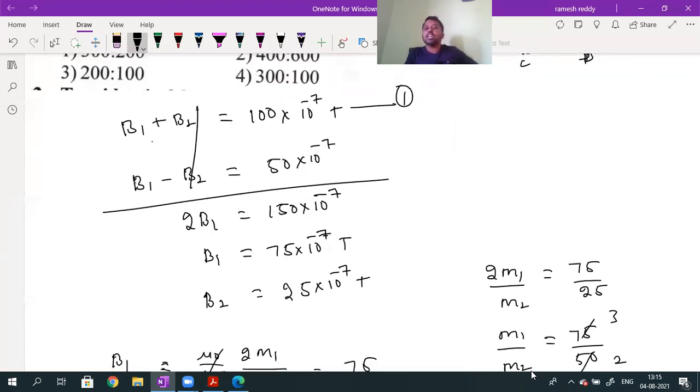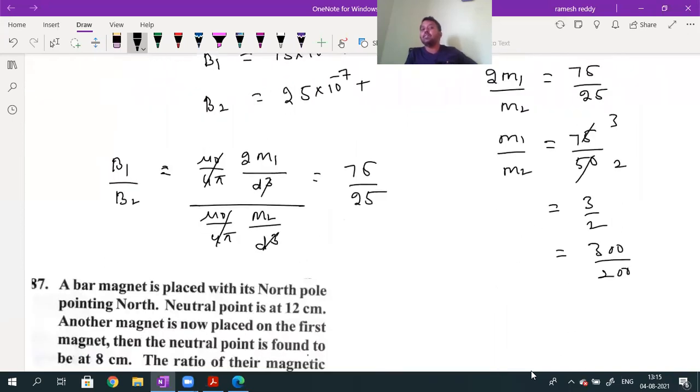By adding these two equations, equation 1 and equation 2, 2 into B1 will be equal to 150 into 10 power minus 7. So B1 will be equal to 75 into 10 power minus 7. Since B1 plus B2 is equal to 100 into 10 power minus 7, B2 will be equal to 100 into 10 power minus 7 minus B1, that is minus 75 into 10 power minus 7. So B2 will be equal to 25 into 10 power minus 7. Is there any doubt? Now that is the B2 value.